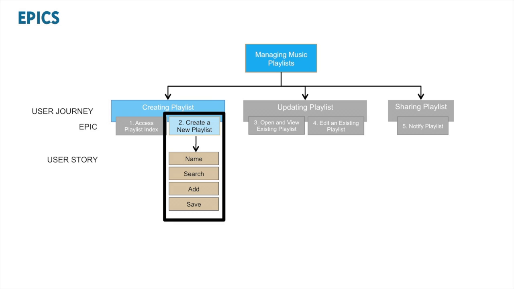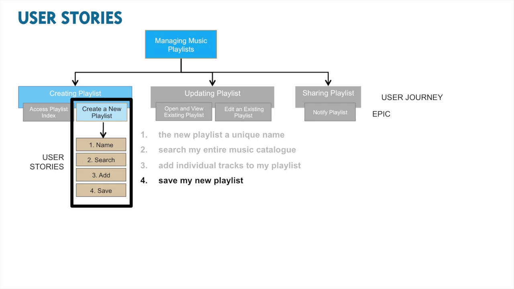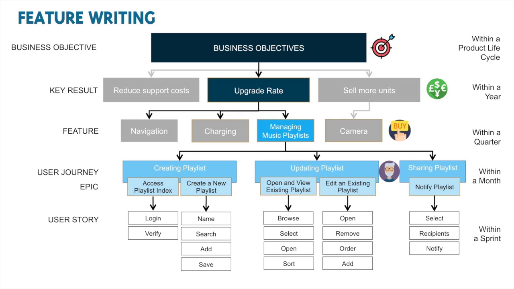For example, give the playlist a name, an ability to search for individual tracks, an ability to add a single track to a playlist, an ability to save the playlist. These individual user stories represent the smallest unit of work and are typically defined so they can be completed within a 2 or 3 day period once they've been added to the activity board.